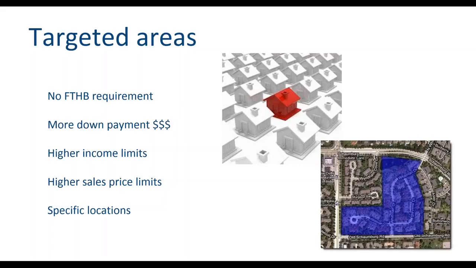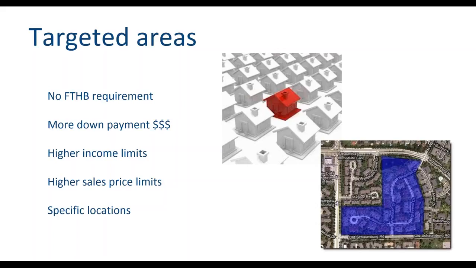With targeted areas, you will basically see no first-time homebuyer requirement, more down payment dollars available to the individual buyer than to the general public buying outside a targeted area. So where you might get $10,000 in general, you might get 15 or 20 if you bought in a targeted area using the same program.